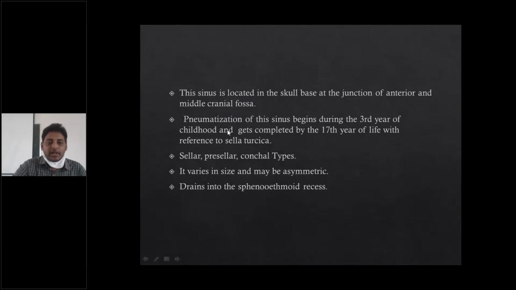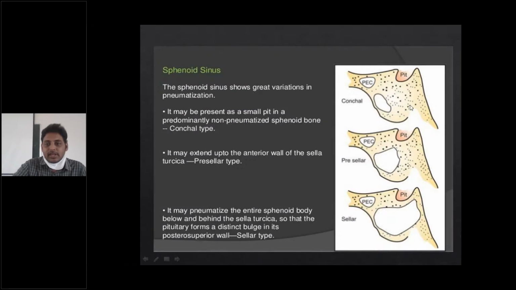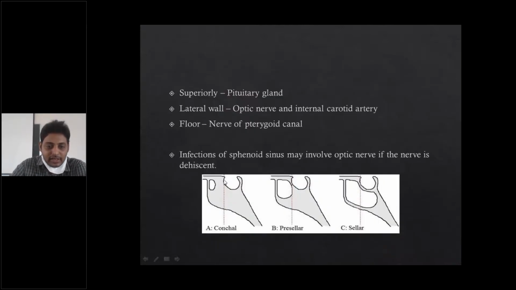And depending upon the pneumatization of the sinus, there are three types of pneumatization known as sellar type, presellar type, and conchal type. So this is the sphenoid sinus, and this is the sella turcica, in which the pituitary gland lies. If the pneumatization of the sphenoid sinus is before it, so this is a sella. Hope all of you are able to see this picture. This is the sella turcica in which lies the pituitary gland.